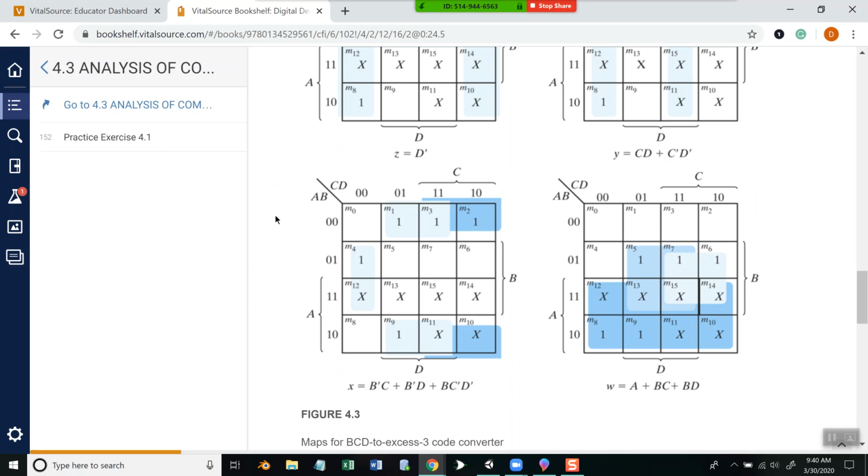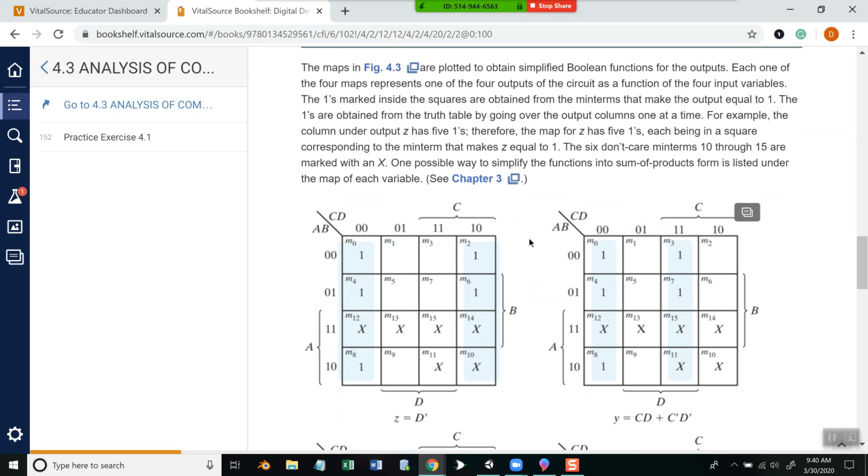Then you see I come up with these right here. Okay, now how do they determine that I don't care? Each one of the four maps represents four output circuits. The ones marked inside are obtained from the minterms that make the output equal to 1. The ones are obtained from the truth table, going over the output. For example, output under column Z has 5 ones, therefore the map for S has 1s. I just mentioned that. The 6 don't care minterms, 10 to 15, are marked with an X.